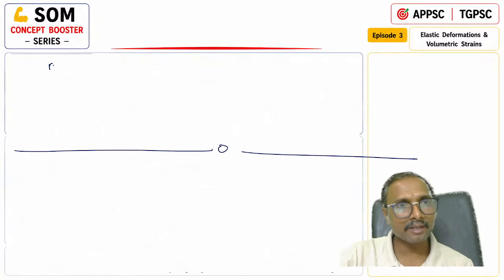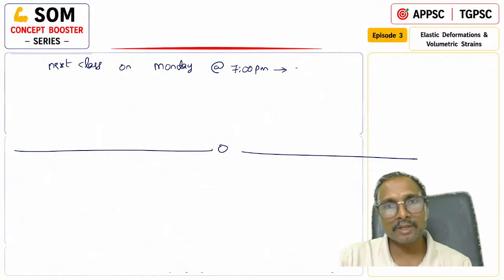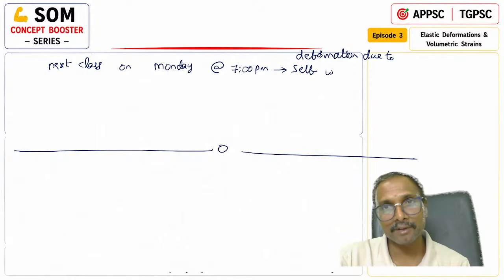Next class we'll take this Monday at 7 PM. Sunday we don't have class, Sunday we'll be having another class at 5 PM. On Monday at 7 PM we'll take deformation due to self weight, plus composite bars, composite members, and also the bar of uniform strength.